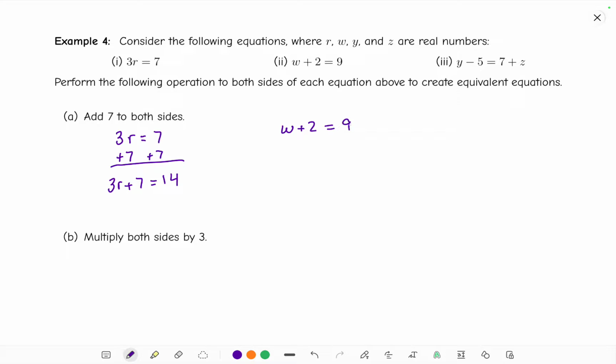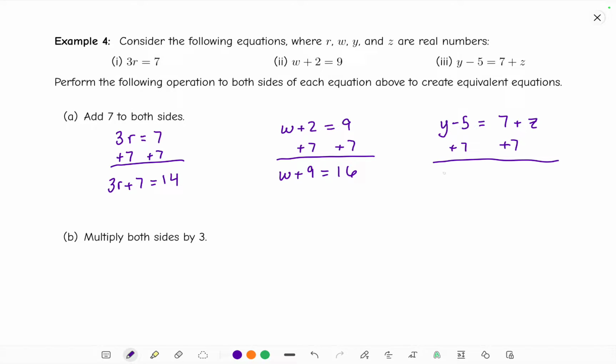For the second one, again, I'm going to write plus 7 under both sides. Now, on the left-hand side, we do have like terms now, so that will become w plus 9 equals 16. And then for the third one, we're going to add 7 to both sides again. The negative 5 and 7 are like terms, so that becomes y plus 2. The 7 and 7 are like terms, so that becomes 14 plus z.